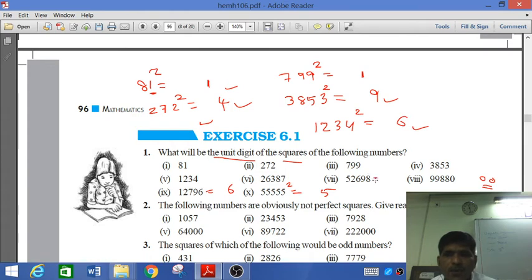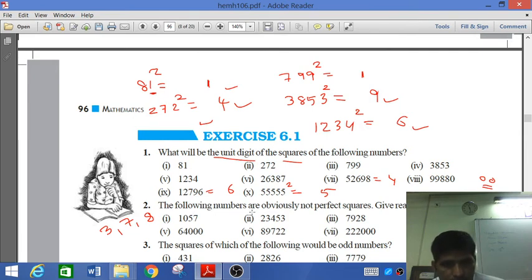8 square is 64, so the unit place is 4. But if you see all of these, there is no 3 in the unit place, no 7 in the unit place, and no 8 in the unit place. Only 4, 1, 9, 6 and 5 are there. But 3, 7 and 8 are not in the unit place.